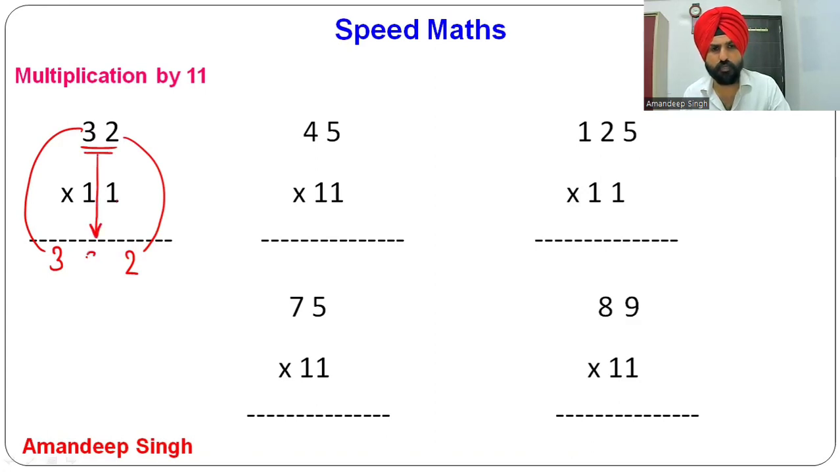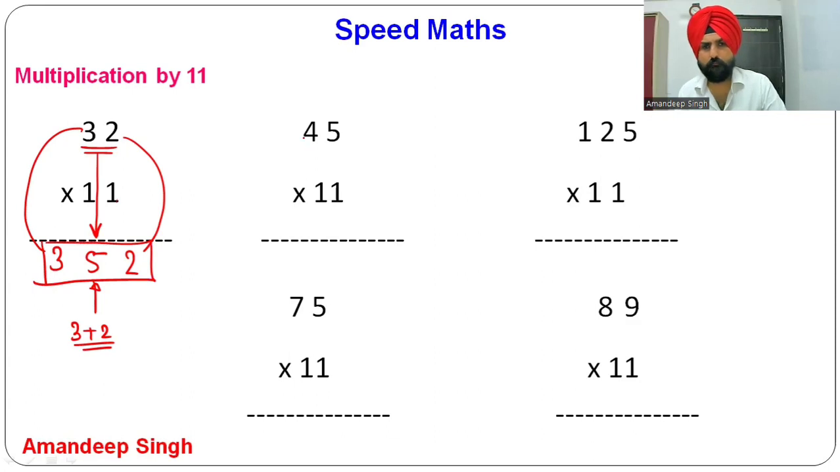What is 3 plus 2? It is 5. How did I get 5? I simply got the sum of the digits, 3 plus 2. So my answer has to be 352. Right? In a similar way, for 45, you can write 4 here and 5 at the right side. What is 4 plus 5? It is 9. So my answer has to be 495. Right? We always add in pairs of 2.